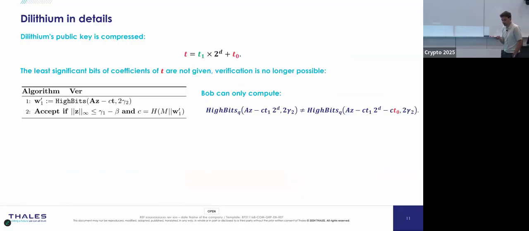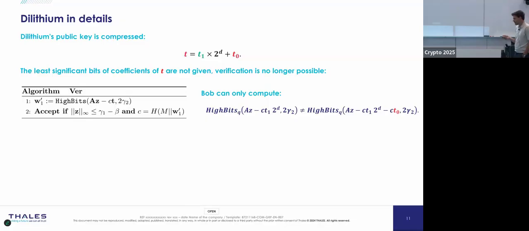Okay, so actually, the Dilithium scheme is a little bit more complicated than this because the public key is compressed. The vector of polynomials T is not completely known to Bob. Bob only knows the high bits of this vector. And so T is split in two, T1 and T0, and T0 is placed in the secret key. So as it is, Bob can no longer recompute the high bits of Az minus Ct because he does not know T0.